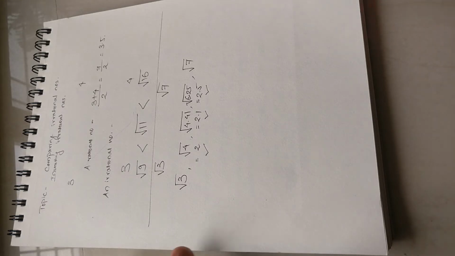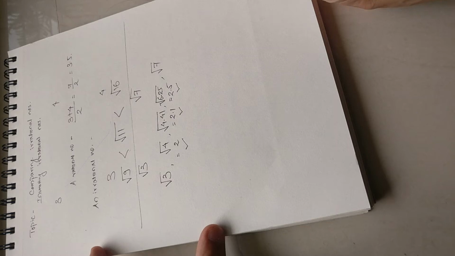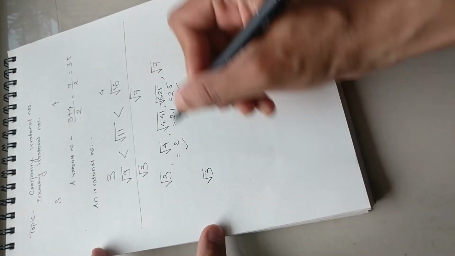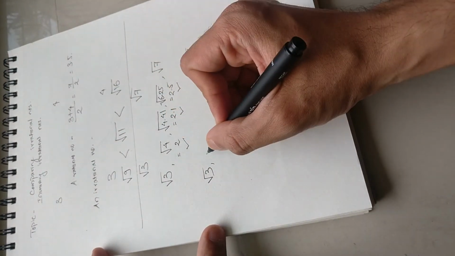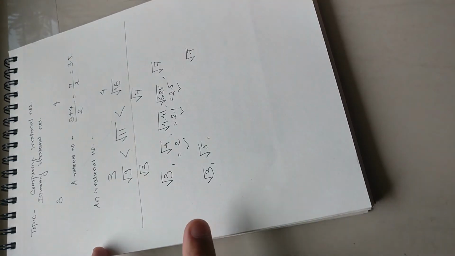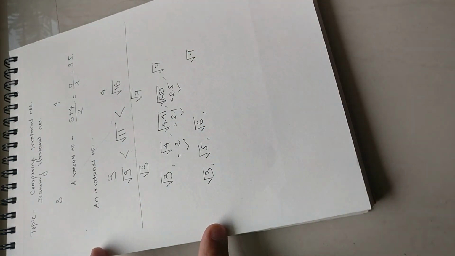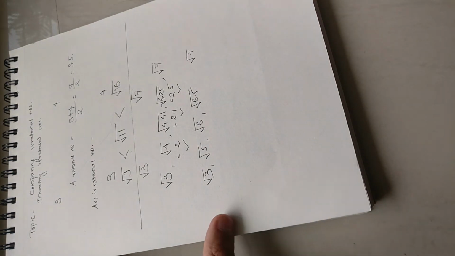Okay, now let's find three irrational numbers between root 3 and root 7. So root 3, root 7. Okay, root 4 is rational. What about root 5? It is irrational. What about root 6? It is irrational also. What about root of 6.5?